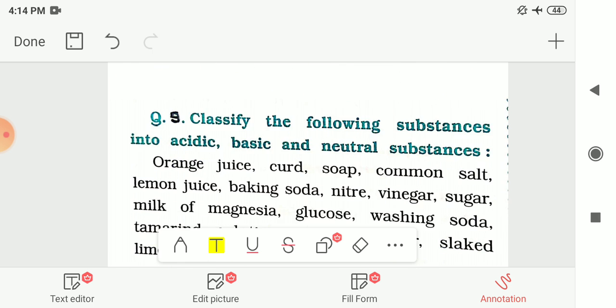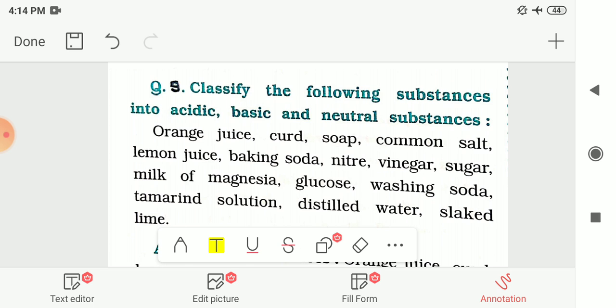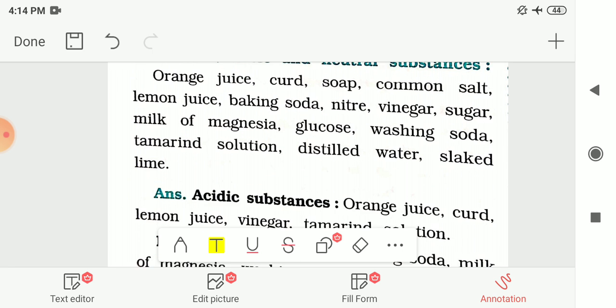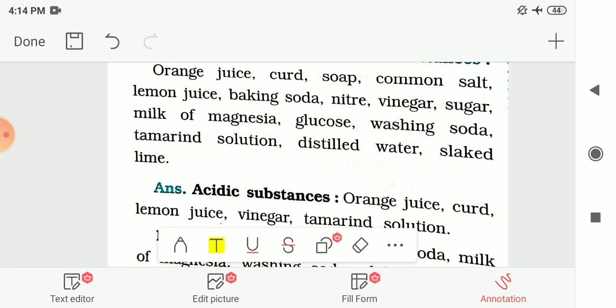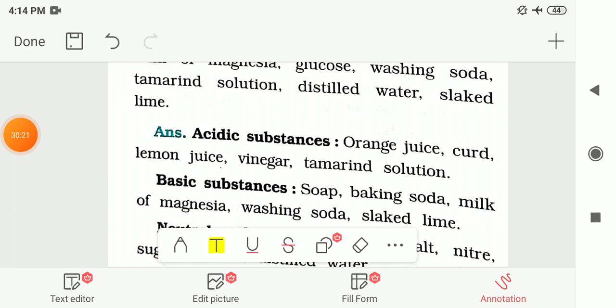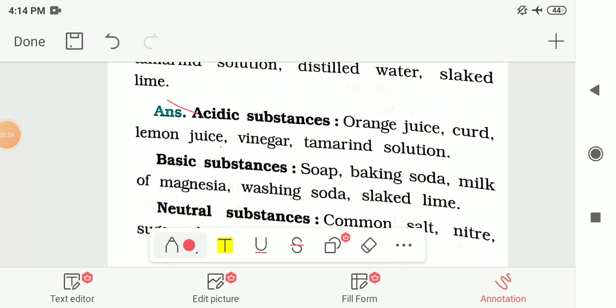Next question is question number 9, that is classification. So classify the following substances into acidic, basic and neutral substances. So here the names of the substances are given to you. So here first one, acidic substances are given to you. First one is orange juice, then curd, lemon juice, vinegar, turmeric solution. These are acidic substances and which show the property of acids.